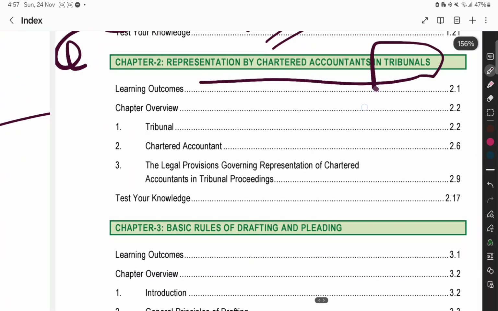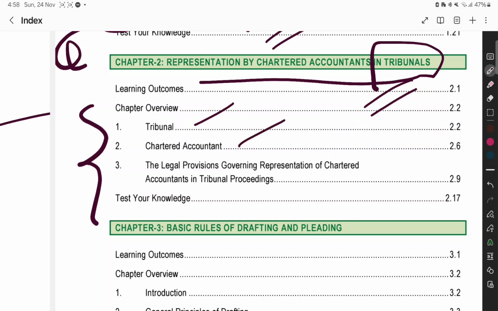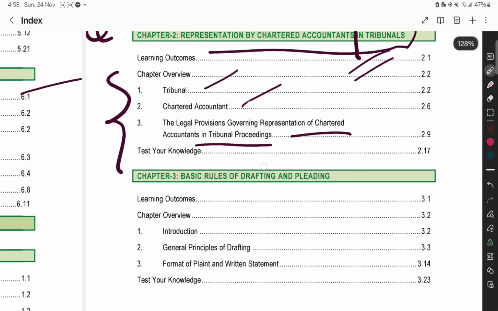Representation by chartered accountants and tribunals. What are the roles of CAs in the department's functioning? How do we help our client with all those legal procedures and systems? So we are going to understand our roles and responsibilities over it. Then tribunals and chartered accountant roles and legal provisions governing representation of chartered accountants and tribunal procedures.